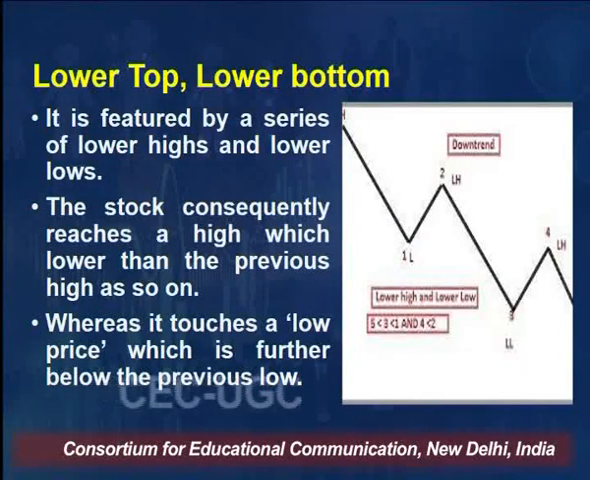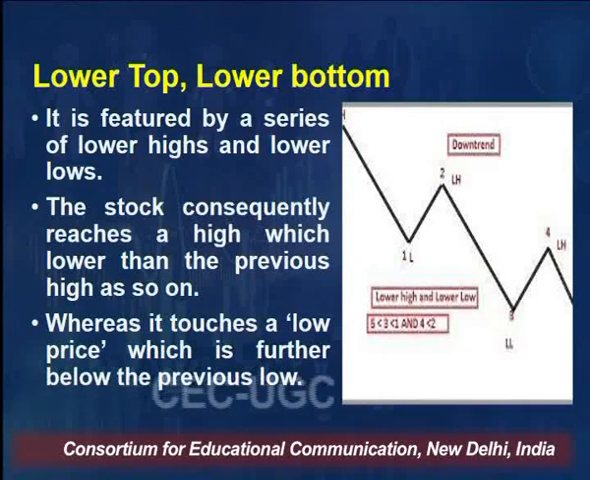The reverse is the case: lower top and lower bottom. In the bull market, higher top and higher bottom are being formed. In the bear market, lower top and lower bottom are being formed. It is just the reverse of the previous chart. It is featured by a series of lower highs and lower lows. The stock price starts falling and reaches, say, L1. From the L1 stage, it starts rising to, say, H1. At H1, it is not breaching the previous high from where the stock price started declining. Once it reaches H1, it again starts declining.